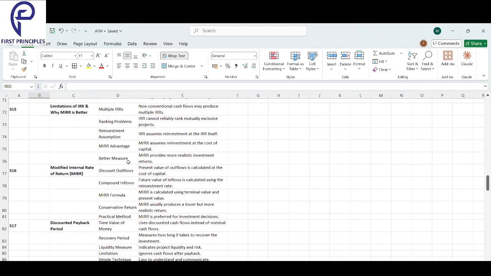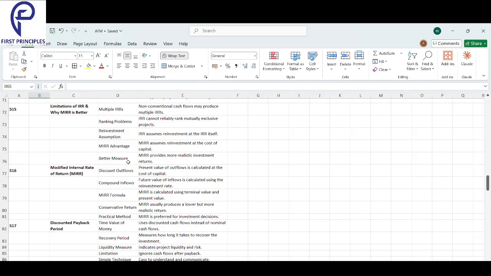So the limitation of IRR is that there can be multiple IRRs. If cash flows go positive, negative, positive, that's called unconventional or non-conventional cash flows. Generally, conventional cash flow is first year outflow, after that inflow. But non-conventional cash flow is where the first year there's outflow, then inflow, then again outflow, inflow, again outflow. So when there are non-conventional cash flows, it produces multiple IRRs, hence rendering IRR not as useful. First reason. Second, ranking problems.